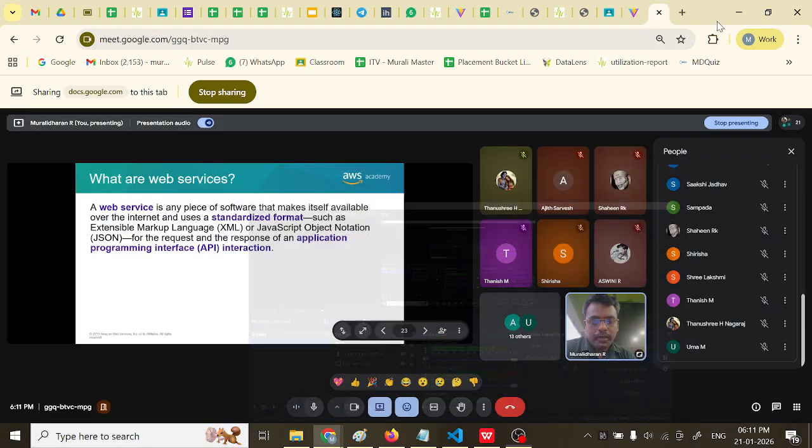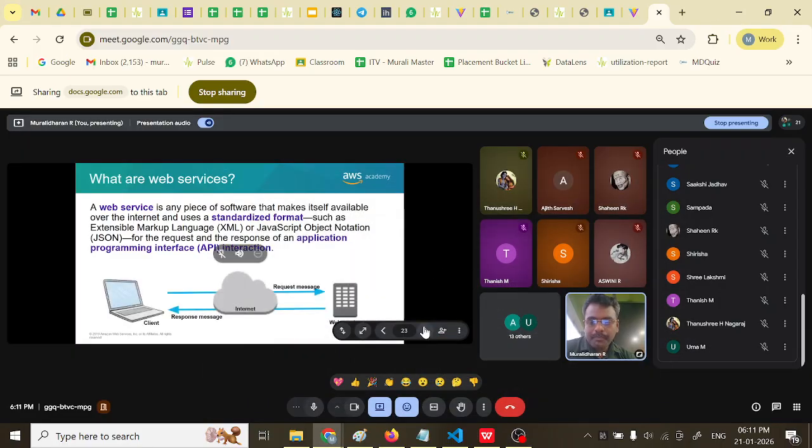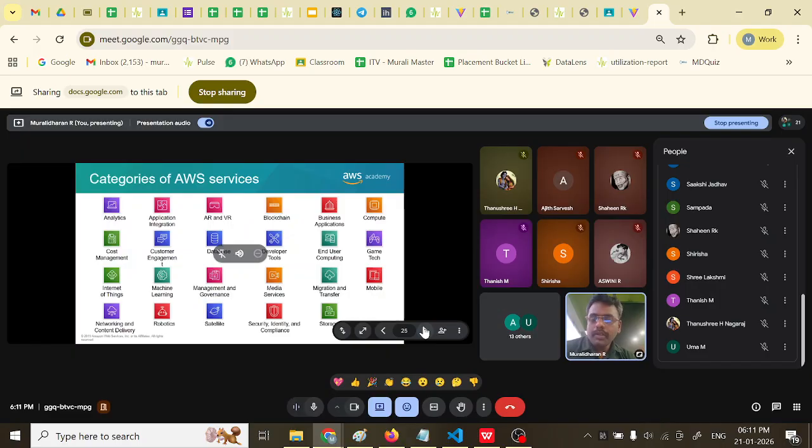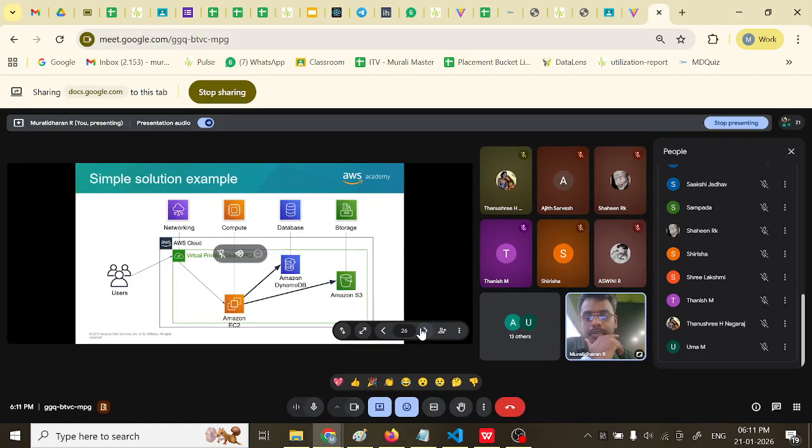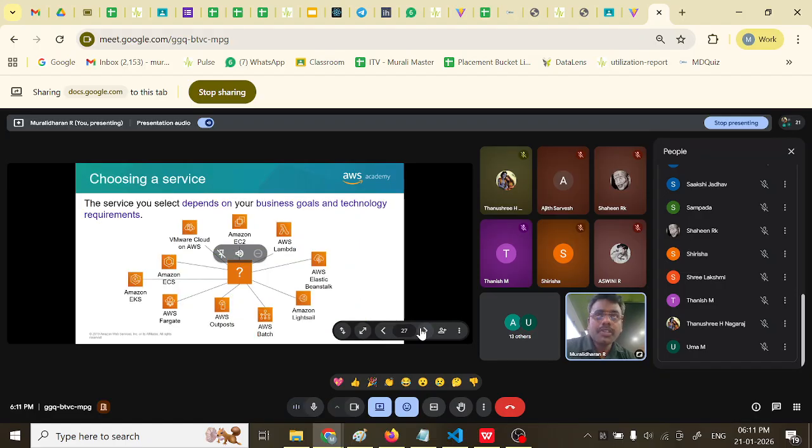A service taken from the web is called a web service. Then what is AWS? What are the categories it will support? It will support all the categories. Simple solution examples are networking, compute, database, and storage. So AWS will support all the phases for launching a website.